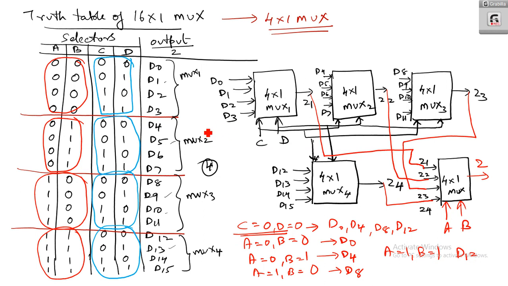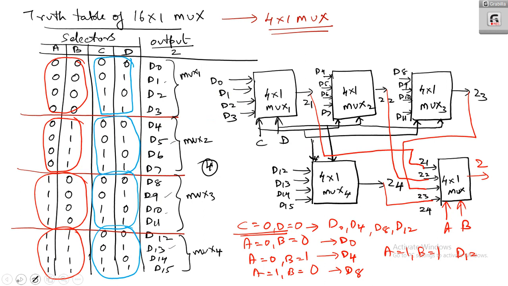Now, again, the next condition is when C is equal to 0 and D is equal to 1, which data can be selected? D1, D5, D9 and D13. So, in that case, when A is equal to 0, B is equal to 0, which data will be output? D1. When A is equal to 0 and B is equal to 1, which will be output? D5 will be output. Again, when A is equal to 1 and B is equal to 0, what will be output? D9. And when A is equal to 1 and B is equal to 1, which will be output? D13 will be the output. So, I think you have got the concept of realizing a 16 by 1 mux using 4 by 1 mux. Okay.